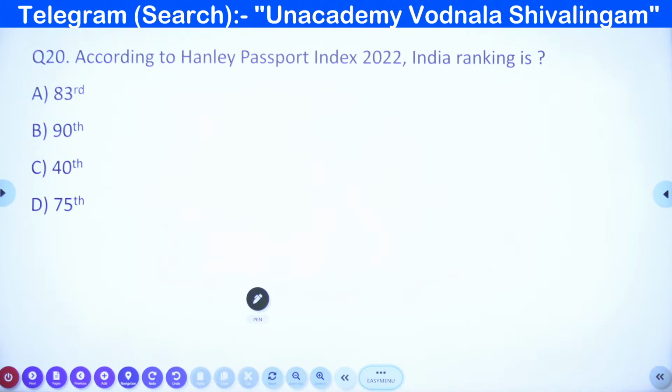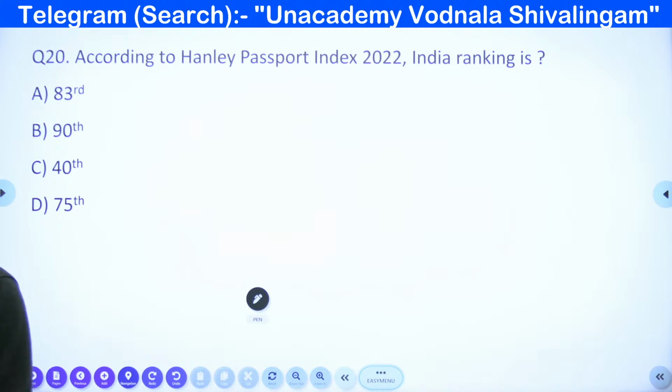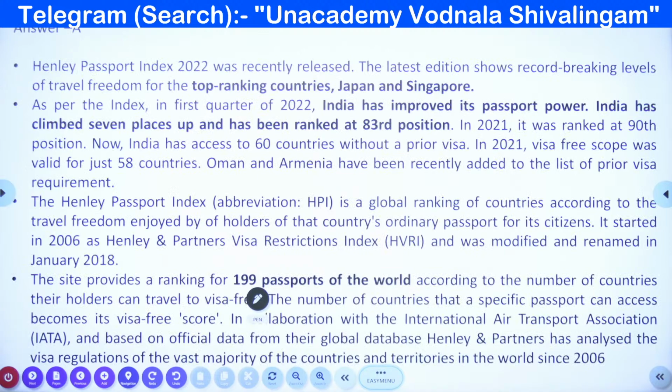According to the Henley Passport Index 2022, India's ranking is 83rd. India's rank in the Passport Index 2022 is 83rd.